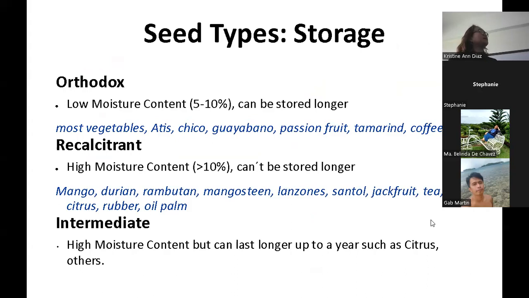When we speak of storage, it has three types: orthodox, recalcitrant, and intermediate. We discussed this before. Orthodox seeds can be stored at 5 to 10% moisture, like most of the edible vegetables. They can be reduced in moisture content from 2 to 10%. But recalcitrant seeds have very high moisture, more than 10%, so they cannot be stored longer, like mango, durian, and rambutan. That is why until now these recalcitrant seeds cannot be packaged or canned. There are also intermediate seeds that can last longer but have high moisture, like citrus.